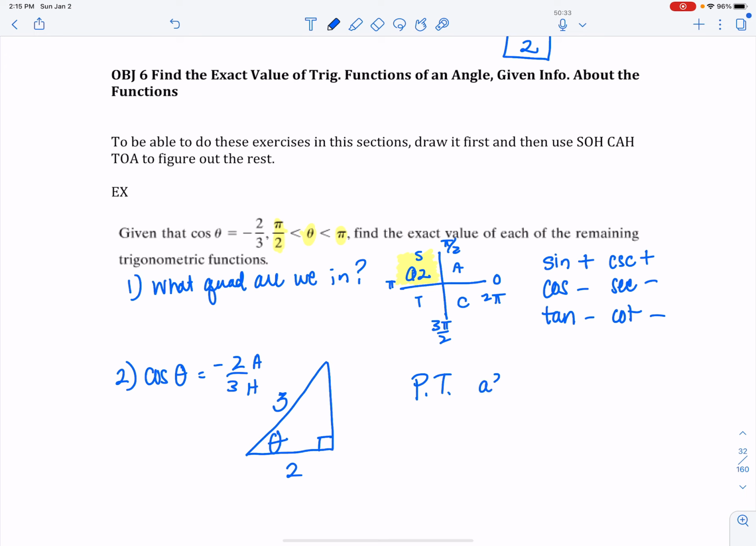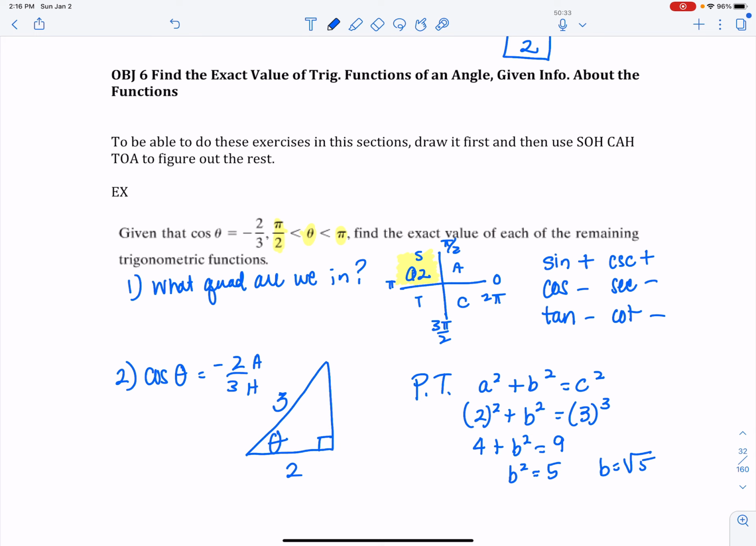So that says that we have a squared plus b squared equals c squared. A is going to be the 2. B, I don't know what it is, so I'm going to leave it set as B, and then the hypotenuse is 3. So I get 4 plus b squared equals 9. B squared equals 5, so b equals square root of 5. Okay, so I'm going to go ahead and put that information in. I'm going to put this in purple so you know that that's what I just found.